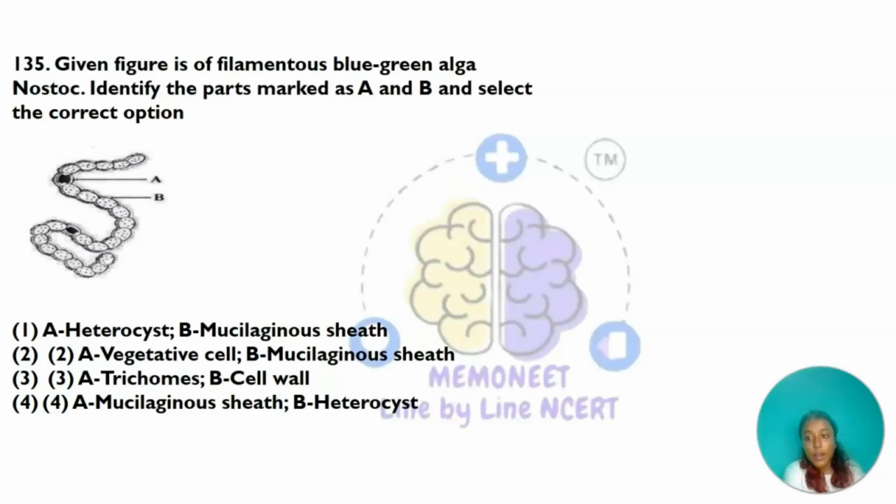Now we can see that the A is a bit shaded, and there is a thin lining that we can see around the organism. So this shaded region is known as the heterocyst. These heterocysts are special structures which help in nitrogen fixation. And nostoc, anabaena, these are some algae which are excellent nitrogen fixers. And we have the mucilaginous sheath, which is B. So the correct answer to this question is option 1. And this mucilaginous sheath around the algae protects the algae from the outer environment.